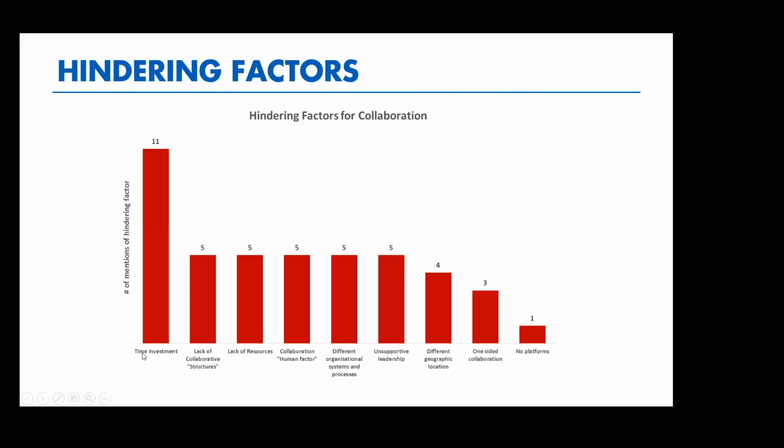Some of the hindering factors, and you'll see that a lot of them are the flip side of the enabling factors, are things like time investment, not having established collaborative structures in place, a lack of resources, collaboration human factor, again, I'll elaborate on that a little bit, different organizational systems and processes, not having support of the leadership or higher ups, different geographic location or working remotely, although that wasn't always a hindering factor, one-sided collaboration, and not having any platforms available.